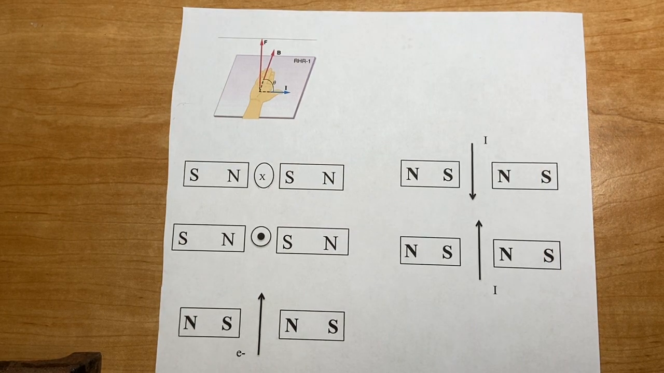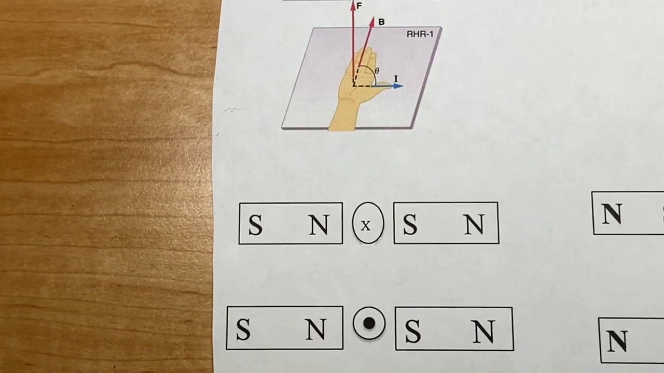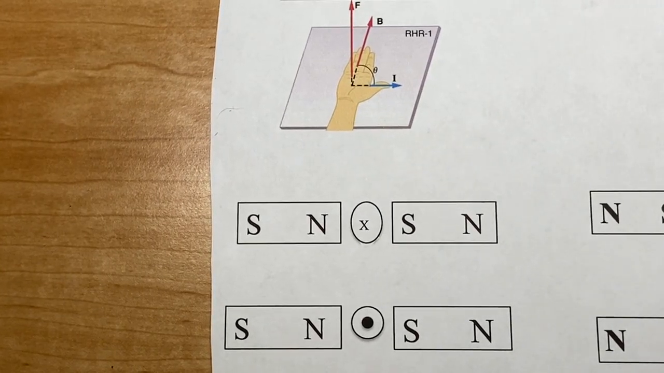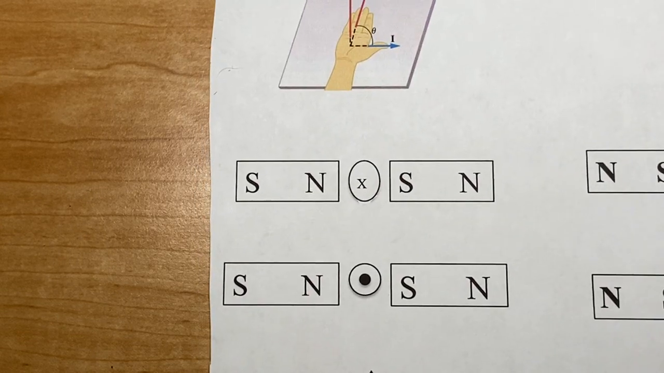That's the direction that it would jump, just like that little wire. All right, so we're gonna do one of these at a time. I'm gonna turn them around and twist them as I need to. So unless it says electrons like these, you're going to assume it's current.